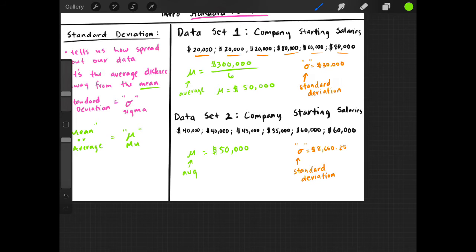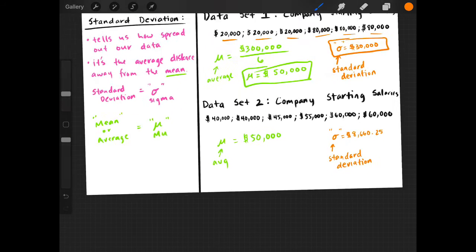Now, why does that matter, you may ask? Right now, we're looking at this first company. Yes, it does have a starting salary of $50,000, but if you dig a little bit deeper, the standard deviation is about $30,000, which means on average, people are about $30,000 away from that average, and that could be above or below the average, where these 20,000s are 30,000 below the average starting salary, and these 80,000s are 30,000 above it. So that's kind of interesting, right?